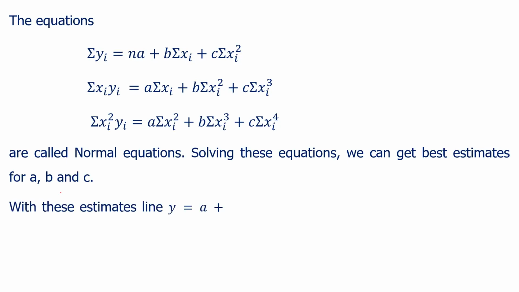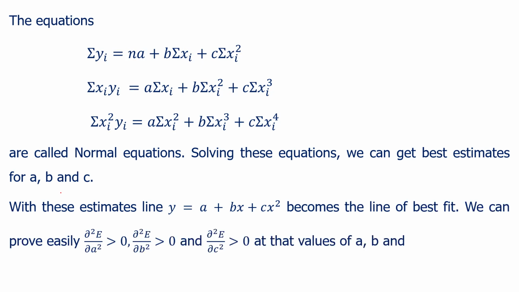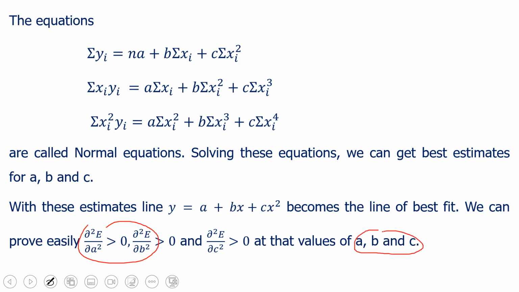With these estimates, the line y equal to a plus bx plus cx square becomes the line of best fit. We can easily prove, if we differentiate again, that the second derivatives will all be greater than or equal to 0 at the values of a, b, and c. So let us take one more example related to the parabola.